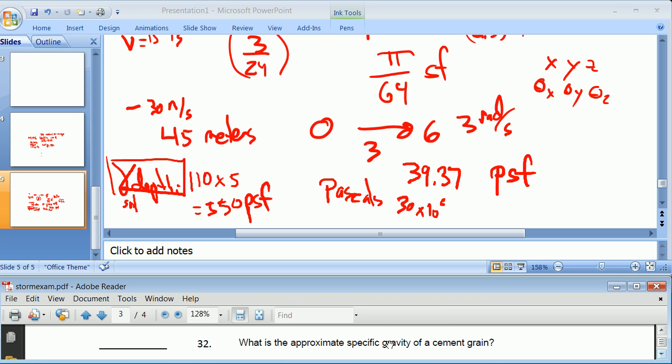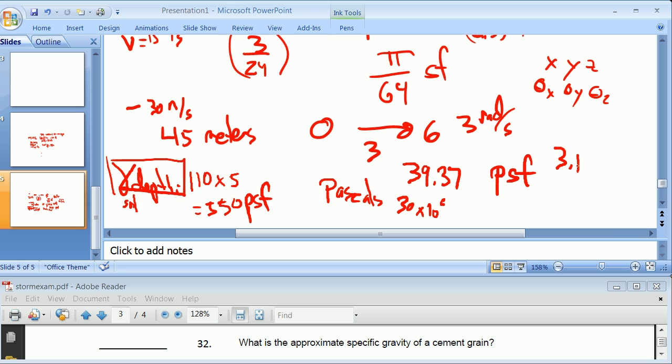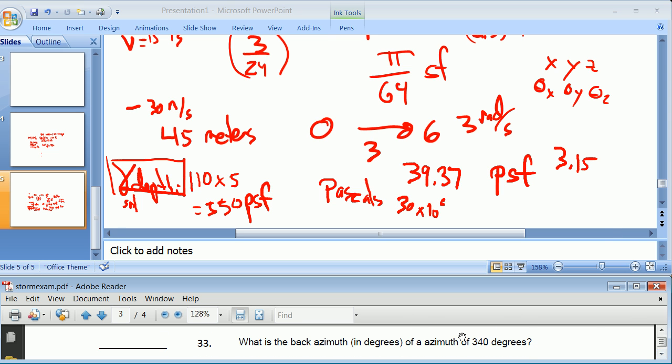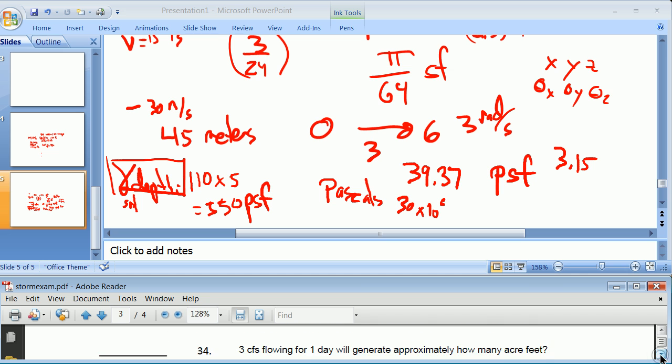So what is the approximate specific gravity of cement grain? 3.15. We'll go back to a couple of these at the very end. The back azimuth is the 340 plus or minus 2. So if you subtract 2 from the first, you get 160 minus 2. Add 2, 160, which would make sense for 340.